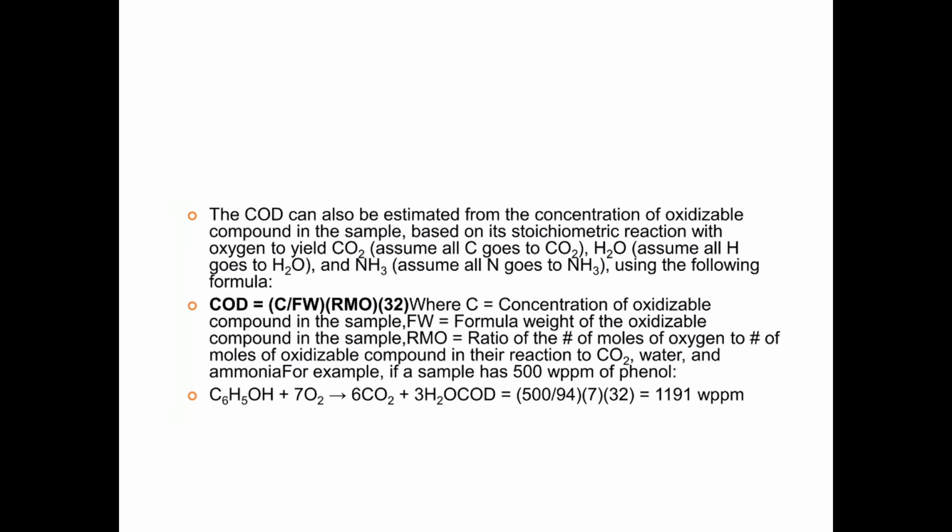COD can also be estimated from the concentration of oxidizable compound in the sample based on the stoichiometric reactions with oxygen. It will yield CO2, carbon dioxide, also H2O and NH3. COD equals C divided by FW, times RMO. C is the concentration of the oxidizable component, FW is the formula weight of the oxidizable component, and RMO is the ratio of the moles of oxygen to the moles of oxidizable component. That is how we calculate our COD.